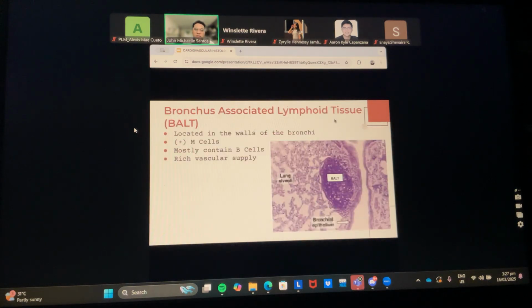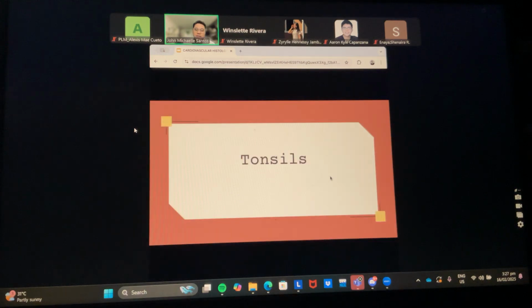And then you also have your bronchus-associated lymphoid tissue located naman to sa lungs. Okay, para hindi ka magkaroon ng pulmonary infection basta-basta. So as you can see, this is an aggregate of lymphoid or lymphocytes.